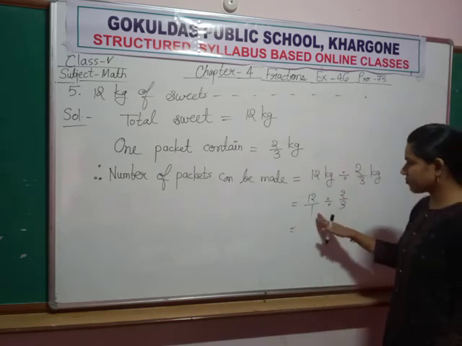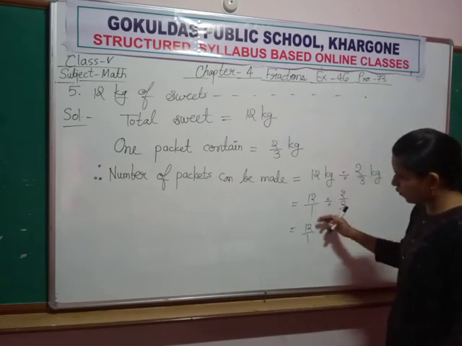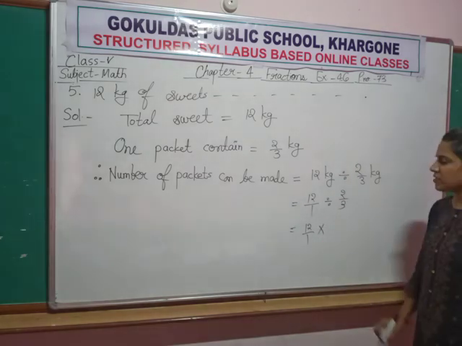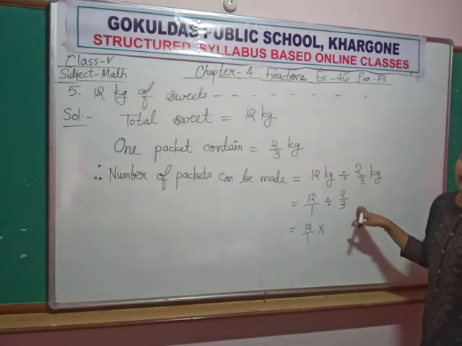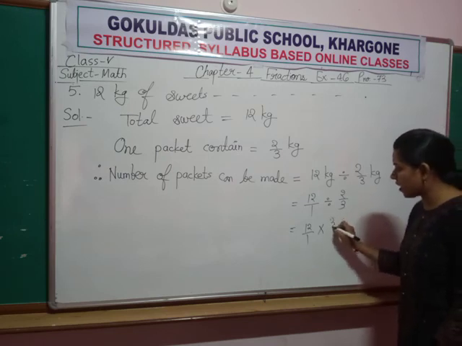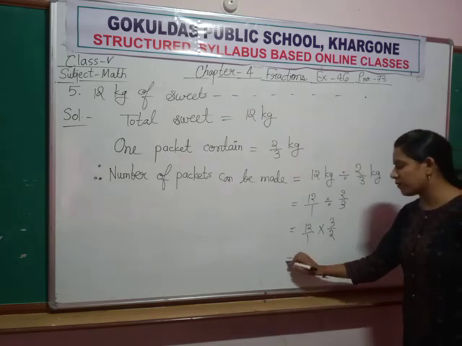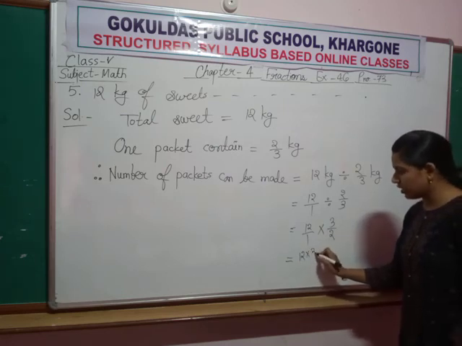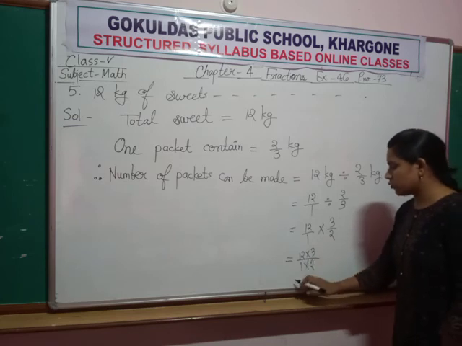Now how to divide it? Write the dividend as it is, so write 12/1 as it is. Now change the division symbol to a multiply symbol, and for the divisor we write its multiplicative inverse. The multiplicative inverse of 2 upon 3 is 3 upon 2. Now you have two fractions to multiply. We multiply numerator with numerator, 12 into 3, upon denominator with denominator, 1 into 2.